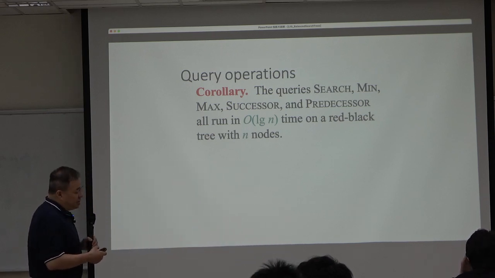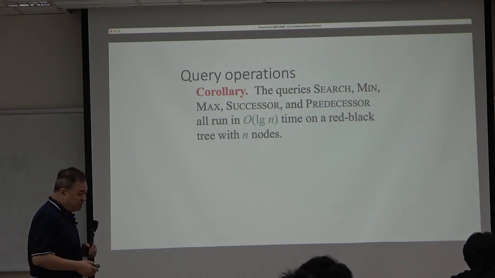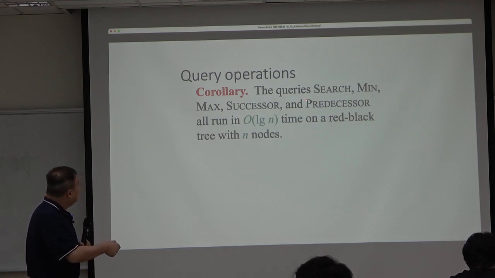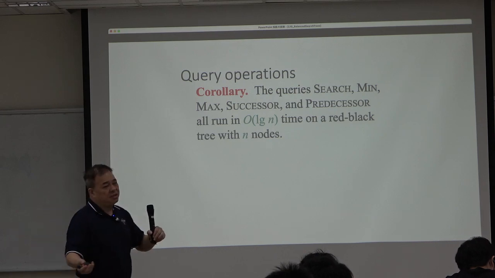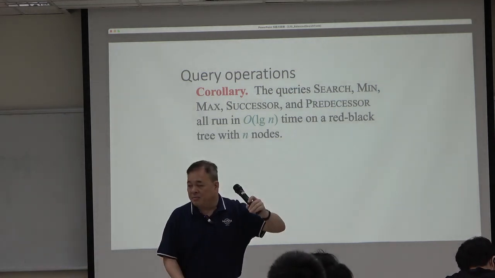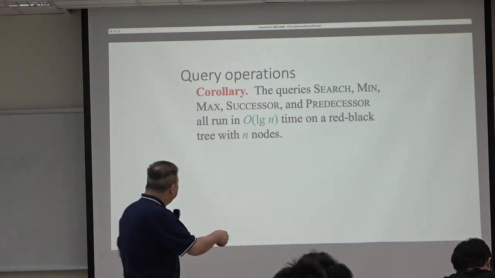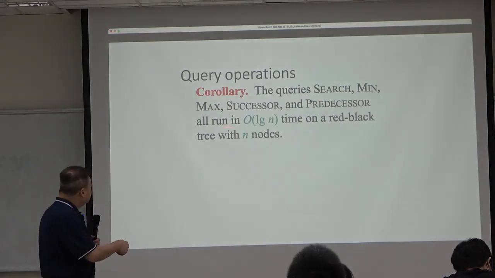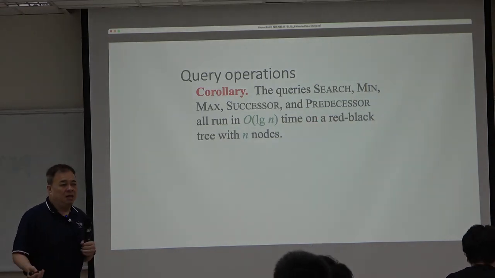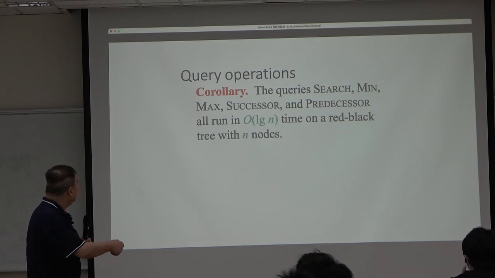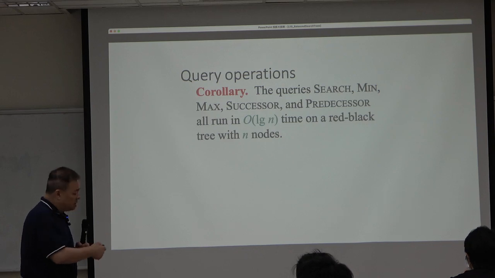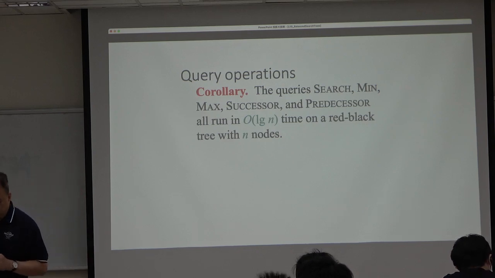We can directly obtain the query results from this theorem. The query operations search, min, max, successor, and predecessor all run in big O log n time on a red-black tree with n nodes. Why? Because it's obvious: the height is bounded by log n. All these operations have something to do with the height of the tree, so in the worst case their time complexity is big O log n.